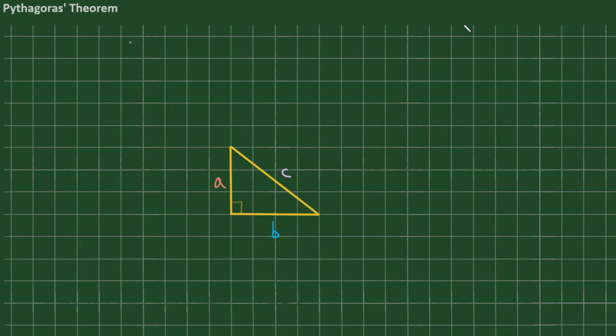Well, let's look at our triangle here. It has three sides, A, B, and C. Now suppose I draw three squares, and the side length of each square will be the length of one of the sides of the triangle. What do I mean by that?